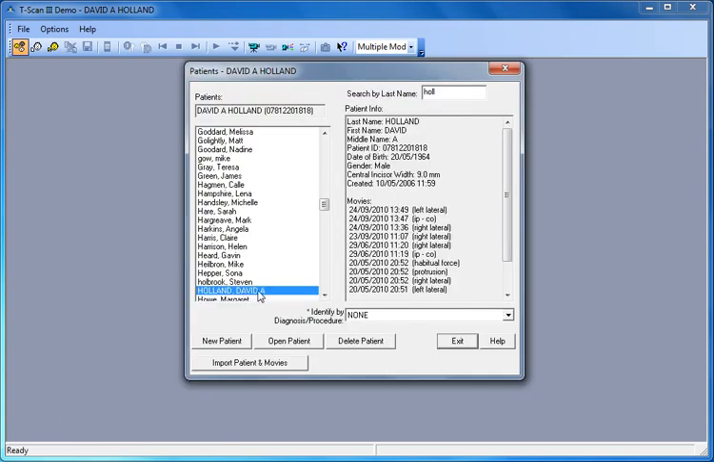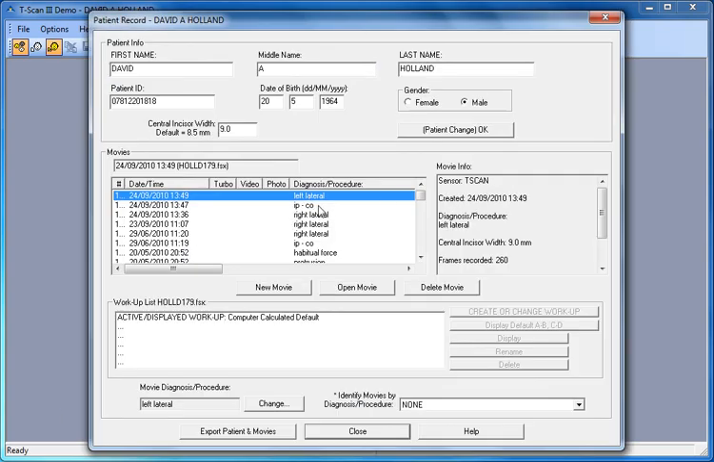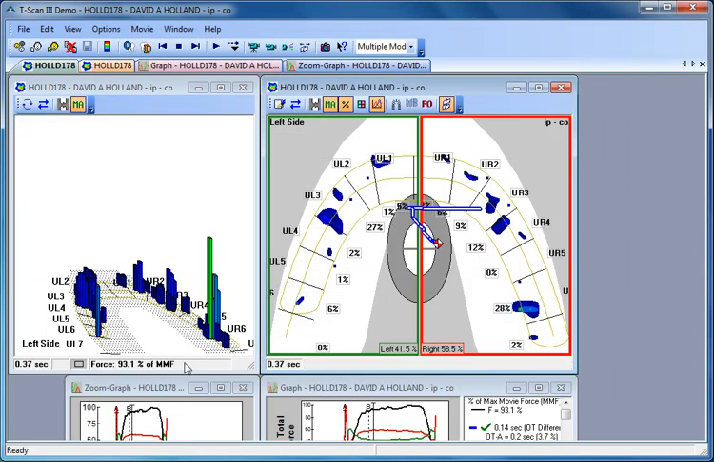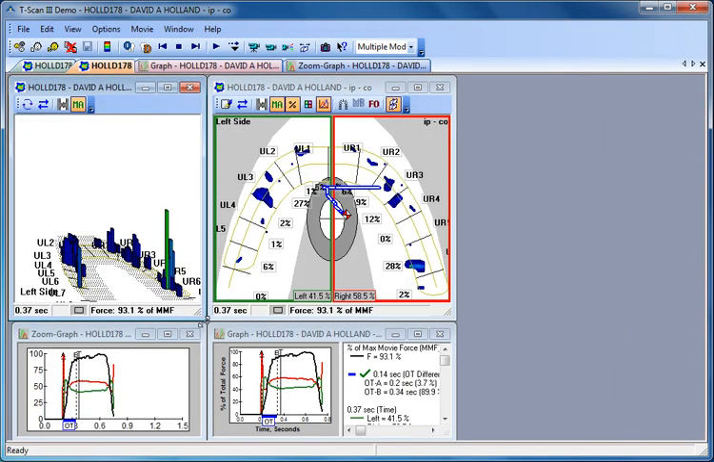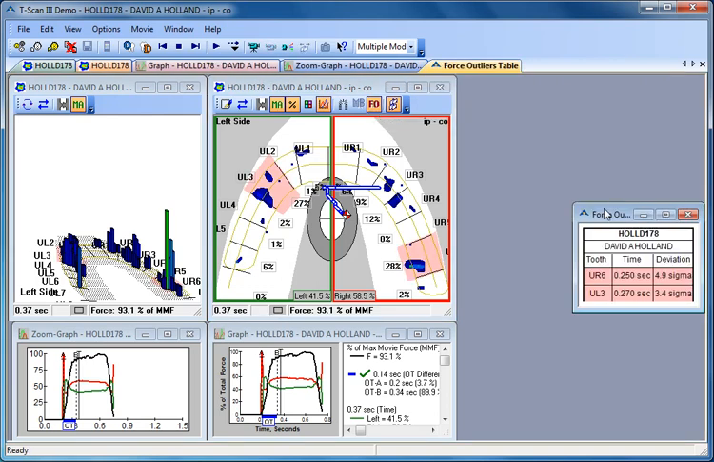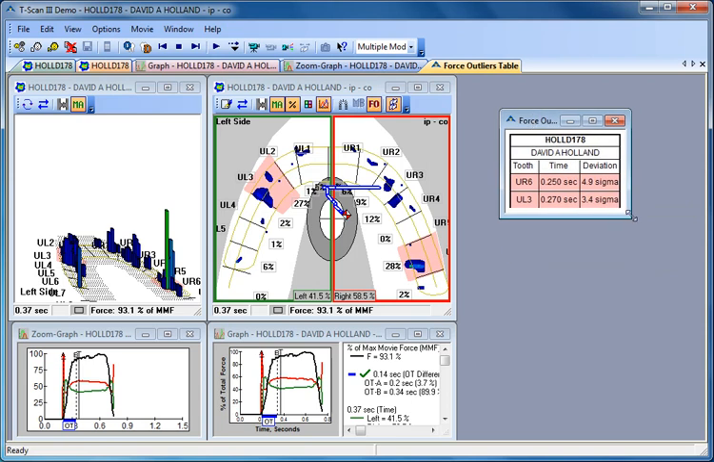Okay, if we look at a movie, let's have a look at this one. Let me scooch that up a little bit for you. And then we've got this new button here, which is called the Force Outliner Table. So if I click on the Force Outliner Table, what I get is this sort of table that appears here.